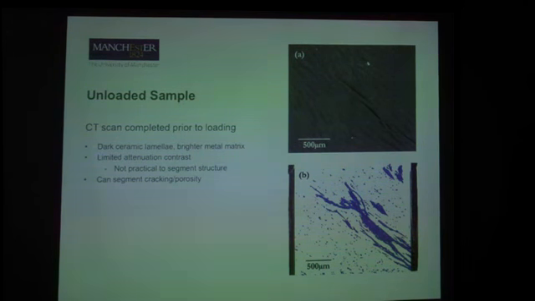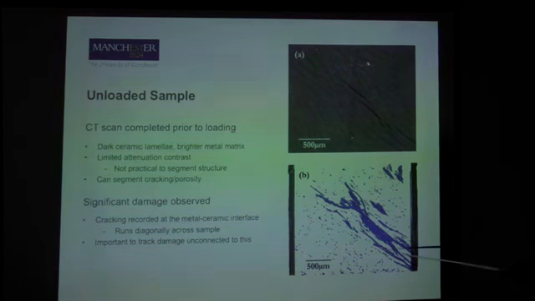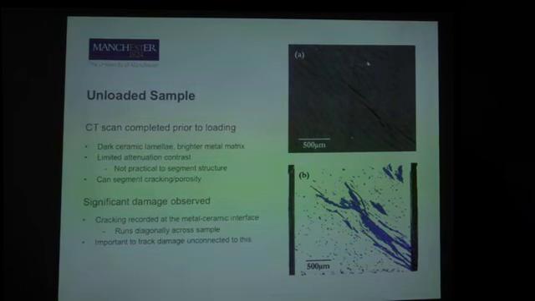But obviously we can segment the cracking, we can segment the porosity, which kind of nicely brings me on to the next point, which is there is obviously quite a lot of damage there. Considering we haven't done any loading yet, there's a significant amount of damage. And that's obviously not what we would ideally want, but there you go. So we've got cracks that are running from that top left to bottom right corner, and those cracks are running along the metal ceramic interface.